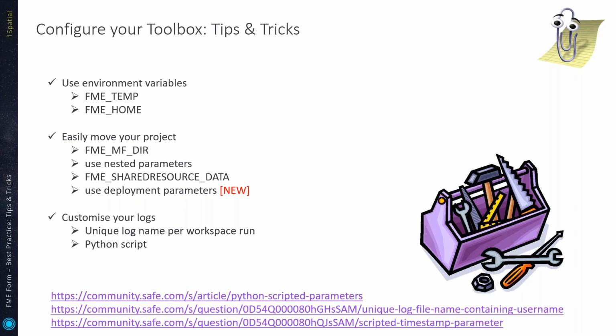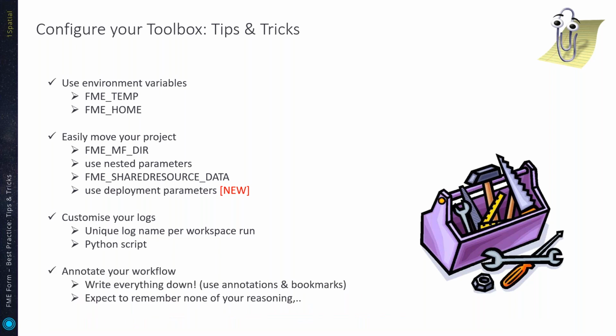Last one, I think, looking at customizing your log file names. So generally, we need to run a workspace repeatedly, but the log file will get overwritten each time. If you don't want that to happen, you want to keep an audit trail of logs, then you can use a Python scripted parameter to just add a timestamp to your log file name. The details are in the links here. It's really, really useful.